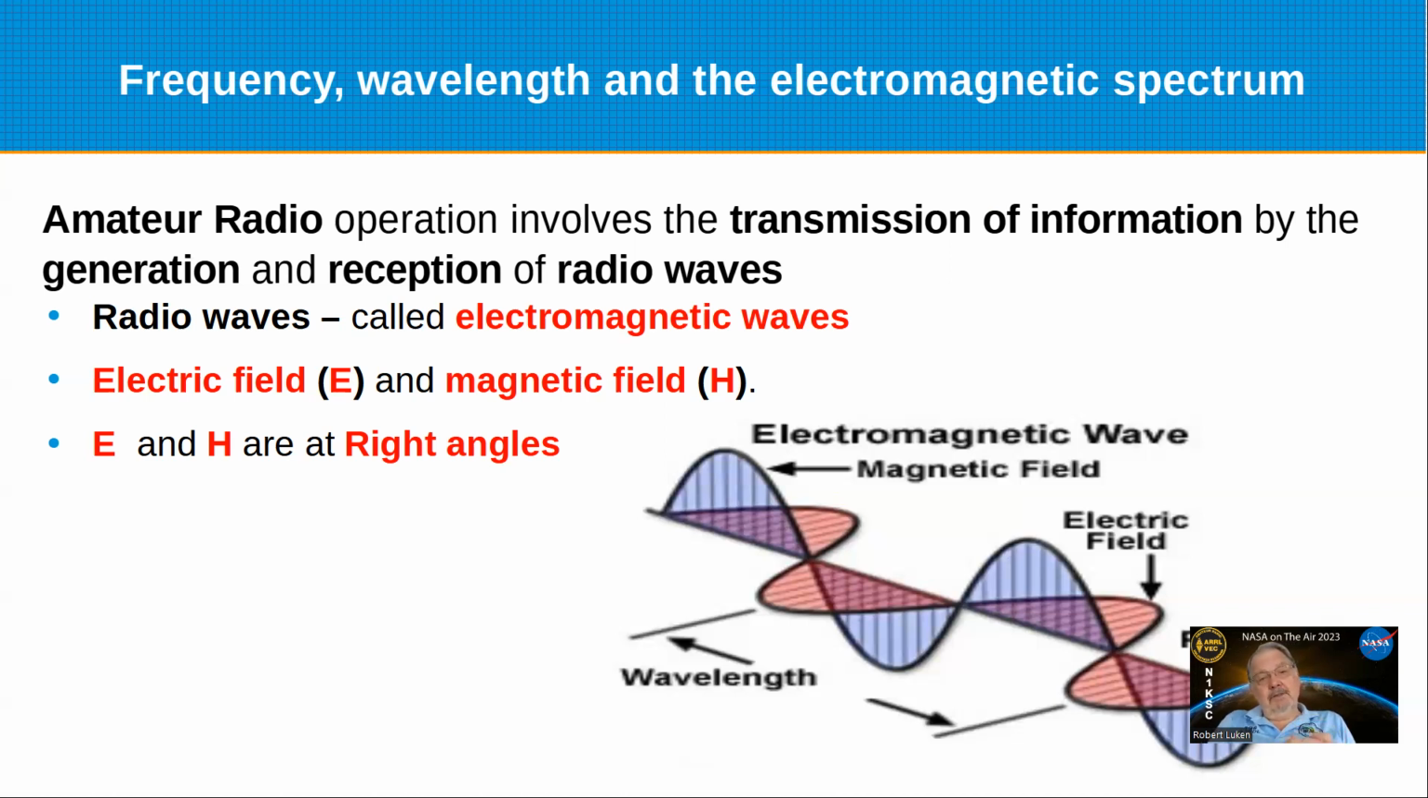The electromagnetic waves are composed of an electrostatic field, which we call the E field, and a magnetic field, which we call the H field, and they're perpendicular to one another. If you see in the little picture, they're showing the red electrostatic field. In this case, it's a horizontally polarized wave. The magnetic field is 90 degrees from that, or vertical. We mostly deal with the electrostatic field.